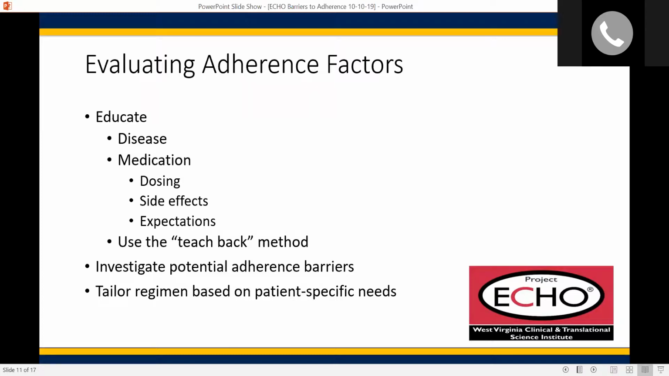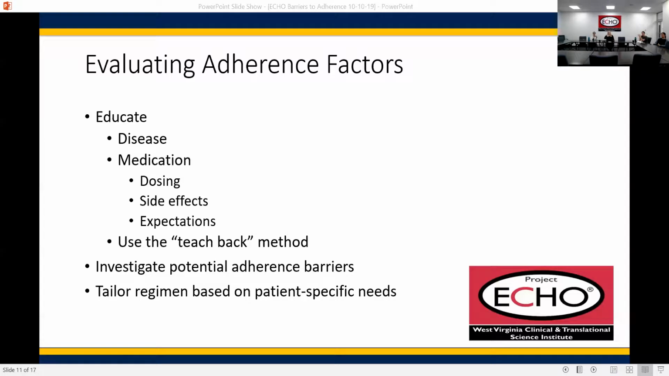And then utilizing the teach-back method. There's a lot of information in the literature about making sure that the patient understood what you're saying by basically asking them to repeat back to you, okay, what are the expectations? How are you going to take this? Just to make sure that they understood it.